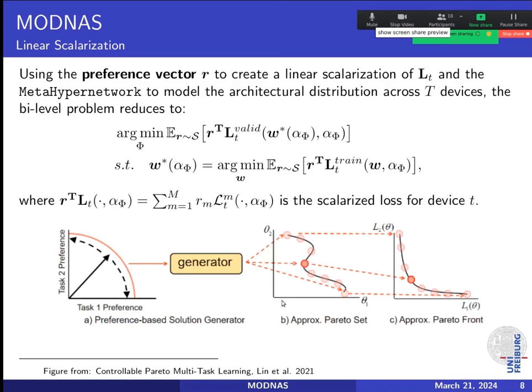And as an illustration, that's how it looks. We have some preference vector here in the objective space. We pass this vector through the generator, which is our hypernet, and it will generate a point, which hopefully is in the Pareto set, right? And from that you can get an image, which is the Pareto front. But you need to evaluate this theta to get the objective function value.